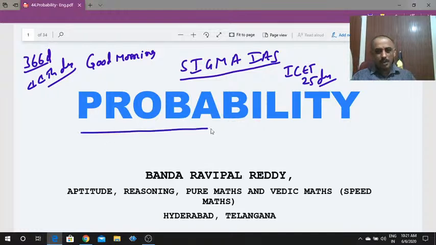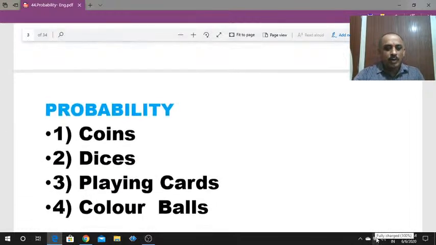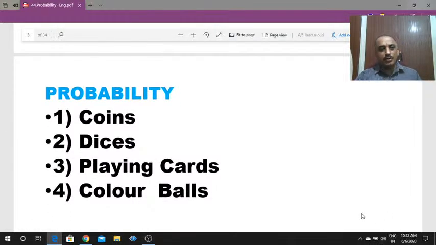Now today's topic is probability. Yesterday I already started probability. Yesterday we covered the basics and introduction, and also completed some questions. What is probability? The chances of occurrence is known as probability. In probability, the questions are based on coins, dice, playing cards, and also colored balls.